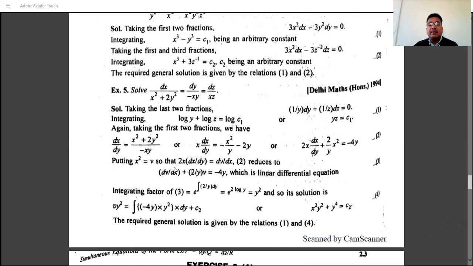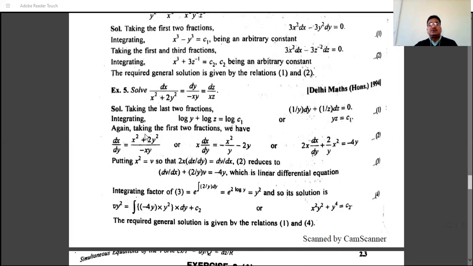So either apply this method, or after this substitution x square is equal to v, it is converted to a linear differential equation. By substituting x square is equal to v, or rather y is equal to vx. The special method is what? Substitute y is equal to vx. Then the equation is converted to a linear differential equation: dv by dx plus 2 by y v is equal to minus 4y.